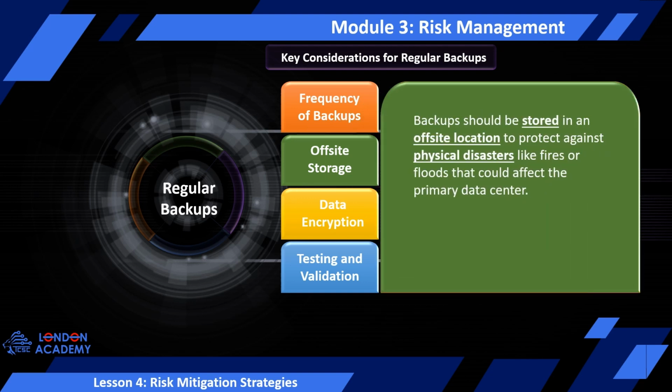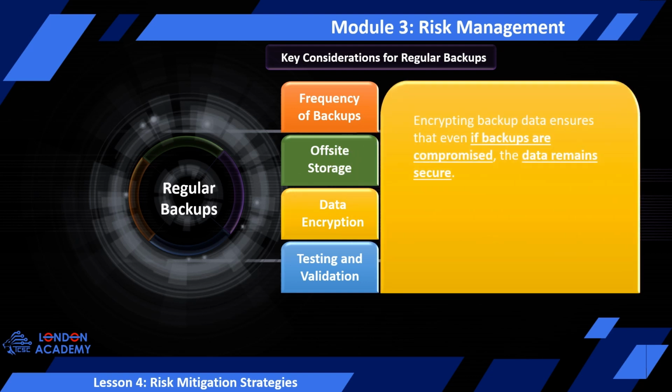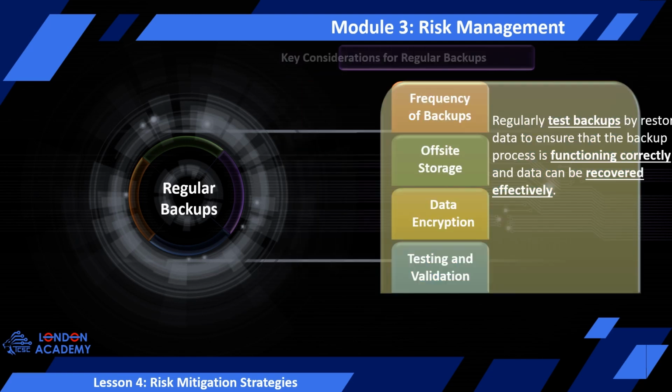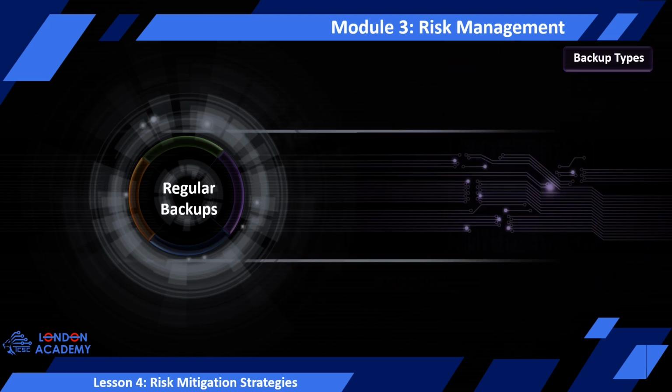Off-site storage. Backups should be stored in an off-site location to protect against physical disasters like fires or floods that could affect the primary data center. Data encryption. Encrypting backup data ensures that even if backups are compromised, the data remains secure. Testing and validation. Regularly test backups by restoring data to ensure that the backup process is functioning correctly and data can be recovered effectively.